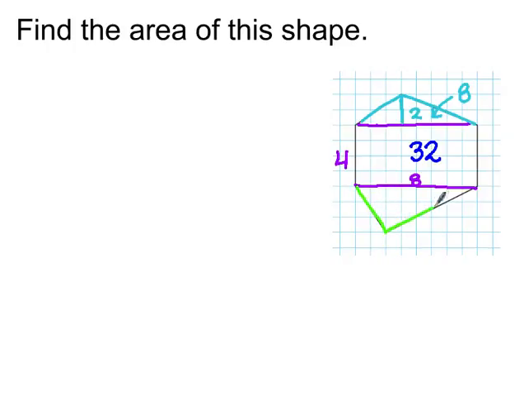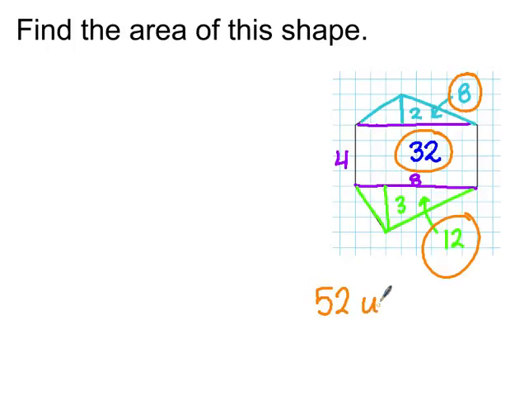I know the base is 8. How tall is the triangle? 3. So what would the area of that triangle be? 12. So what I need to do then is add up those 3 numbers. So I have 8, 32, and 12, which makes 52 units squared. We always do units squared. Questions? Think you can handle breaking those down?